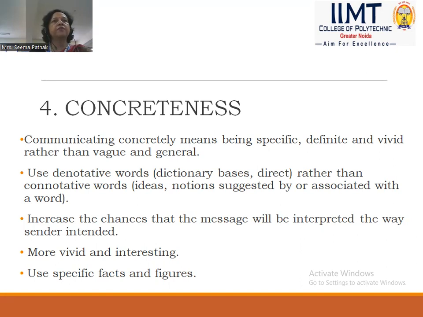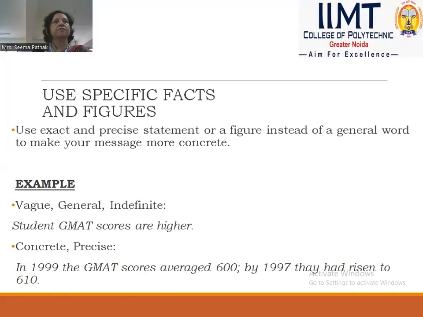More vivid and interesting. All the facts should be very clear and interesting. Use specific facts and figures, not just talking in the air. Use an exact and precise statement or a figure instead of a general word to make your message more concrete. So days, dates, amounts should be noted. For example, it should not be vague, it should be specific and definite.